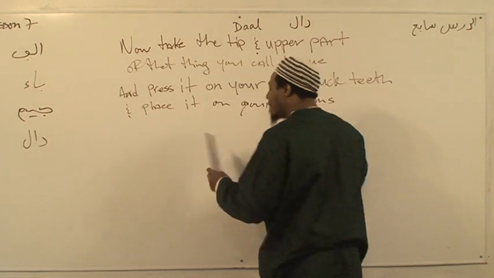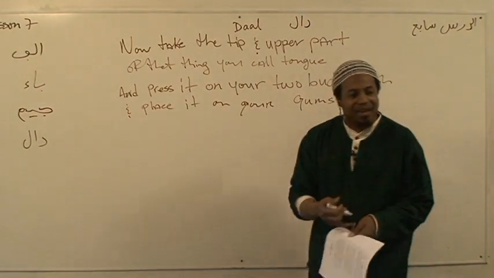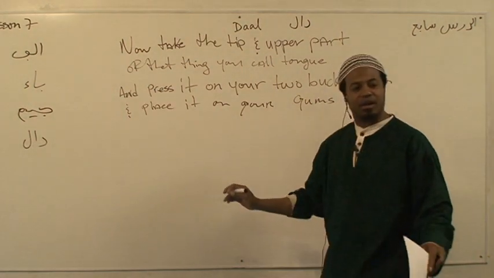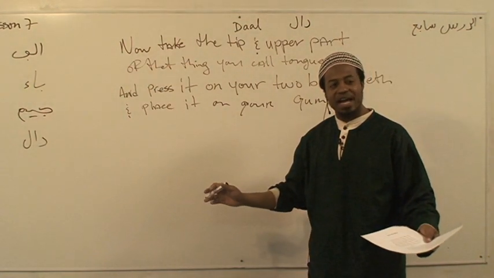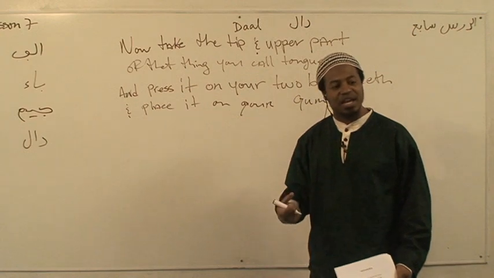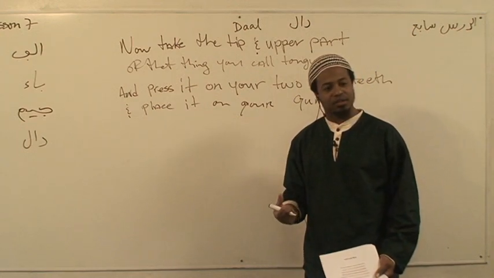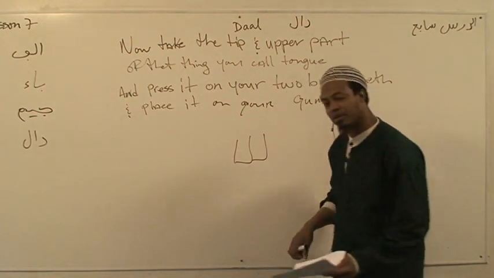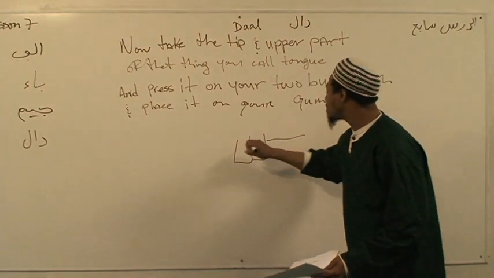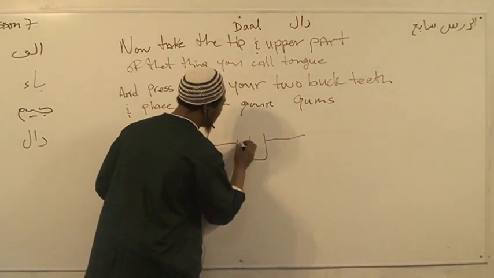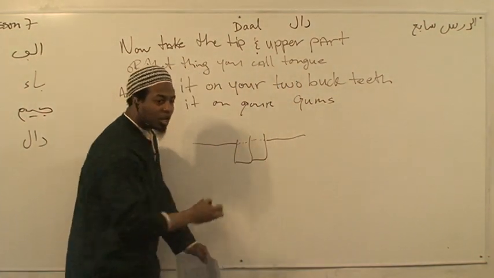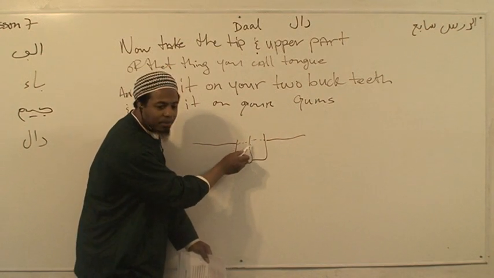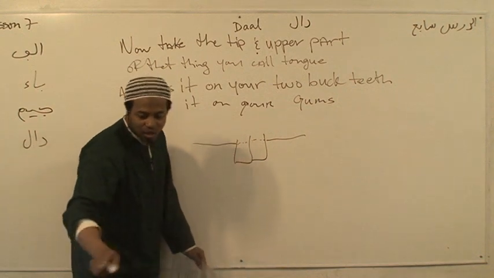Let me explain something to you. Why does it say place it on the gums and press it on your two buck teeth? Look here. This is not a medical class, but in dealing with pronunciation of the letters, you have to know certain things. Certain things have to become clear. Here go so-and-so's two buck teeth. Okay? Here goes so-and-so's gums. Okay? In between, there's an area where there's teeth and there's gum. Right?